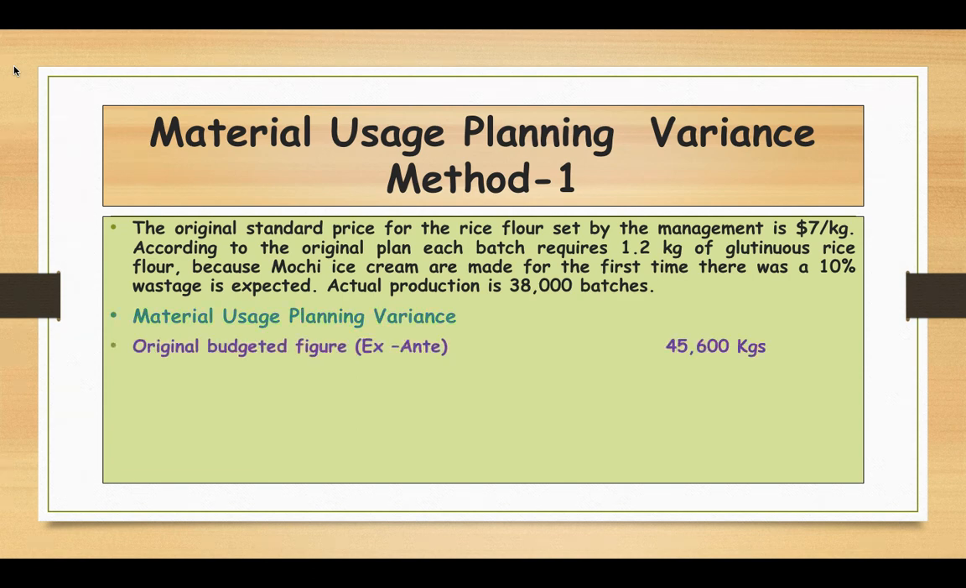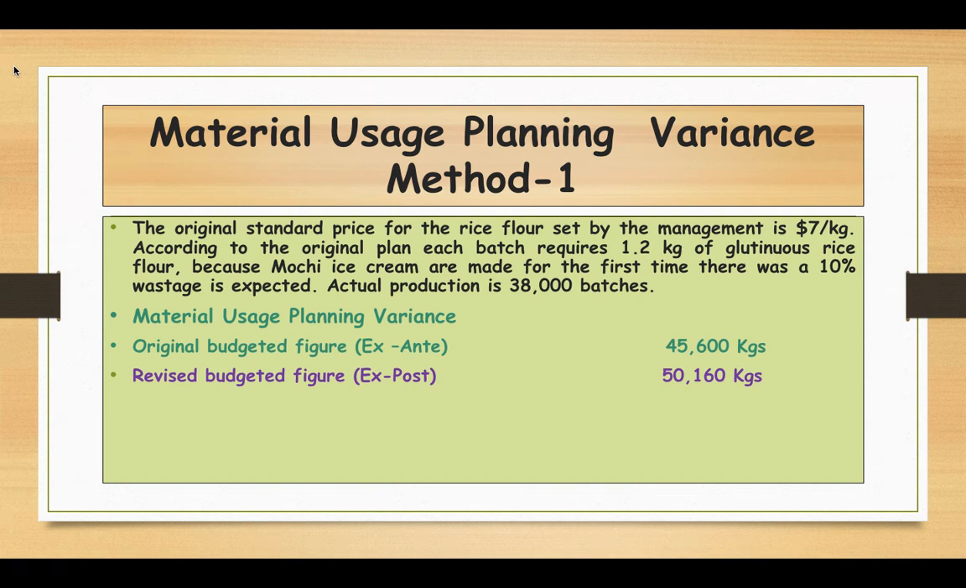Here as well, we'll see. According to the original budget, they said 1.2 kilograms per batch, but they have actually produced 38,000 batches. So 38,000 times 1.2, they should have used, according to the original budgeted figures, which is called ex ante, 45,600 kilograms. But there is a 10% wastage expected. So we need to include that 10% wastage in the standard.